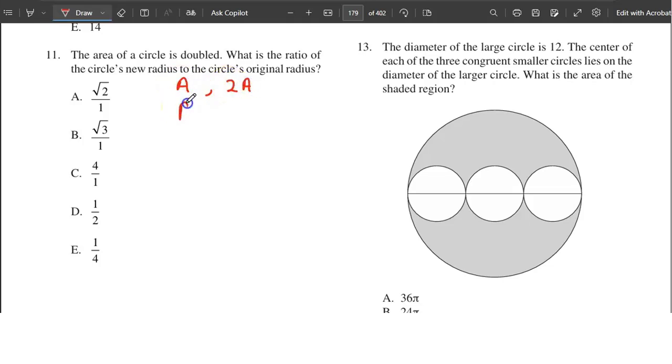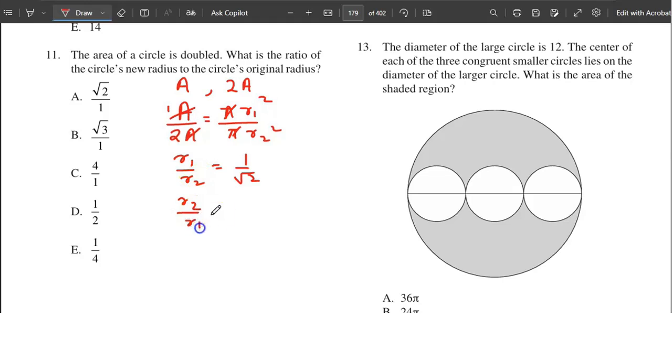So if you want the ratio of their radius, A upon 2A is equal to pi r1 square upon pi r2 square. Pi and pi will be cancelled. A and A will be cancelled. So r1 square upon r2 square is 1 by 2. So r1 upon r2 is equal to under root 1 by 2, that is 1 by root 2. What is the ratio of the new radius to the old radius? We have found the original radius to the new radius. So r2 upon r1 will be equal to root 2 upon 1. Option A is correct.